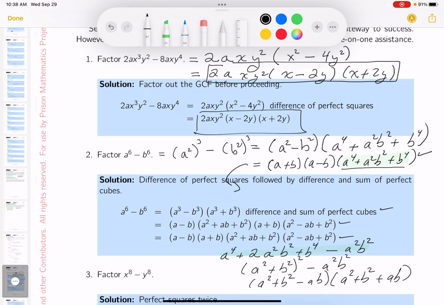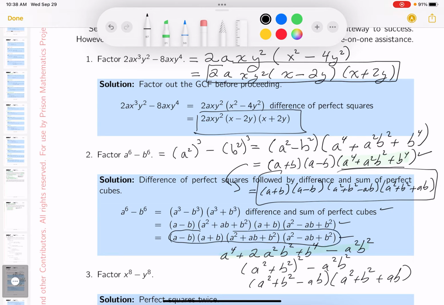We just factored. This is going to be a plus b, a minus b, and I just factored that thing I've highlighted in green, and it turns out to be a squared plus b squared minus ab. We'll check the key later. A squared plus b squared plus ab. Put a box on it. I want to check it. I'm checking with my answer over here. What do I see? The a minus b, a plus b.